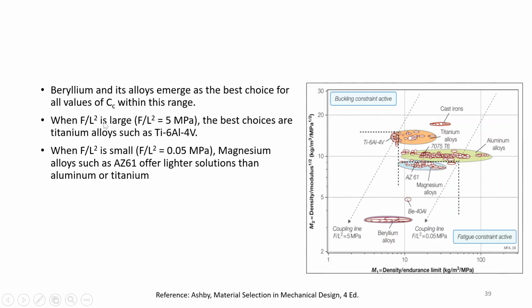When F upon L square is large, around 5 MPa, the best choice is titanium alloys such as titanium 6 aluminum 4 vanadium. And when F upon L square is small, around 0.05 MPa, magnesium alloys such as AZ61 offer lighter solutions than aluminum or titanium.